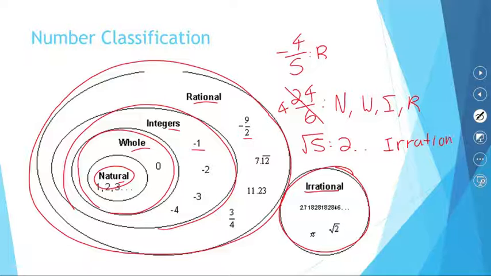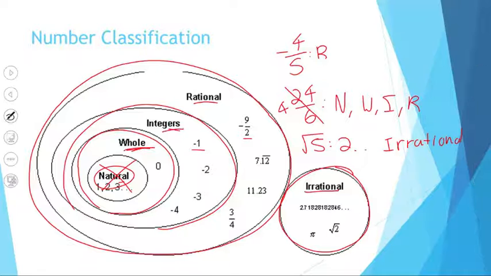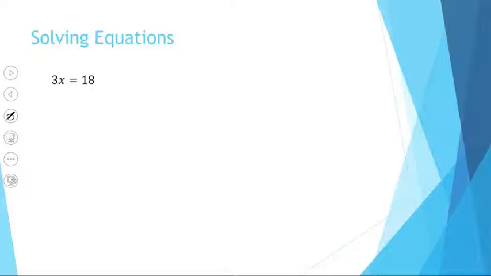All right, and our last one, 0. The number 0, as you can see, 0 is not a natural number, but it's a whole number, it's an integer, and it's a rational as well. So keep that in mind.